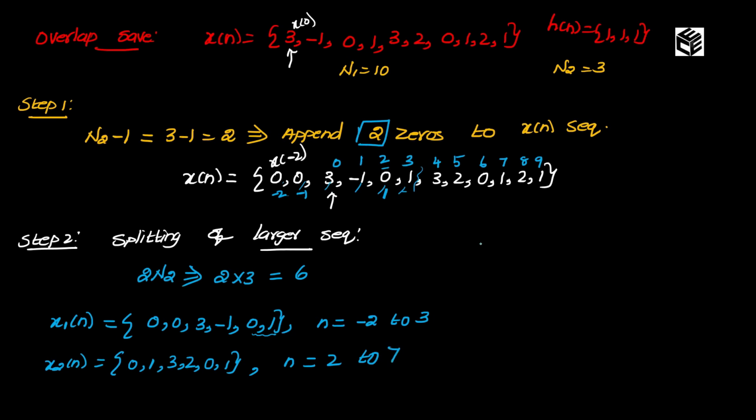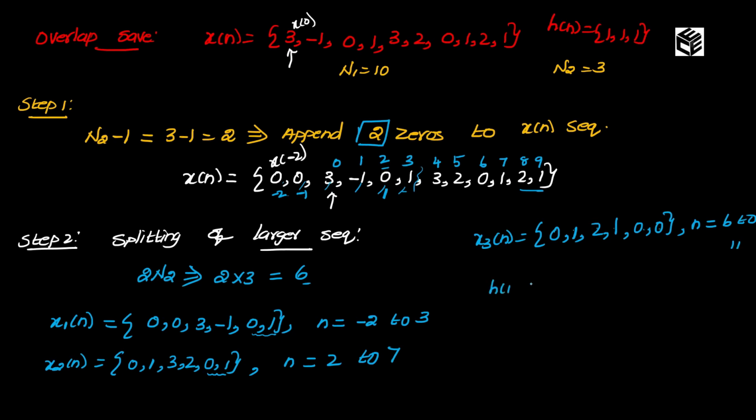In a similar way, I am going to write x3 of n. Now you can easily say how we write x3 of n. The last 2 elements of the second sequence will be the first 2 elements of the third sequence. Therefore, it is 0, 1, and the remaining elements 2, 1. Here I have only 4 elements, but I need 6 elements, so I will be adding 2 more zeros. Here the value of n starts from 6: 6, 7, 8, 9, 10, 11.